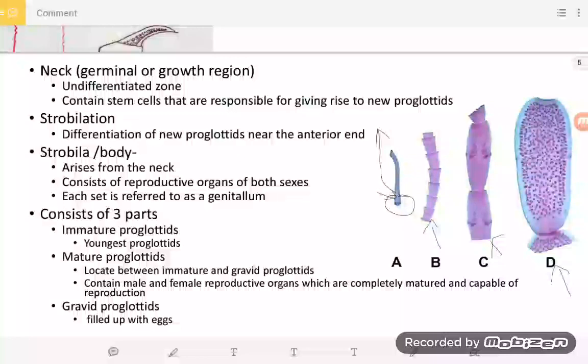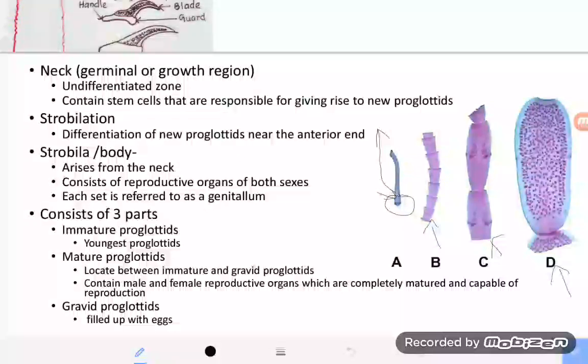So it consists of 3 parts. The strobila we can divide into 3 parts. Immature proglottids, this is the very youngest segment. Then mature proglottids, so the mature segment is located between immature and gravid proglottids. It contains male and female reproductive organs which are completely matured and capable of reproduction. So they are the completely mature proglottids. It contains male and female.